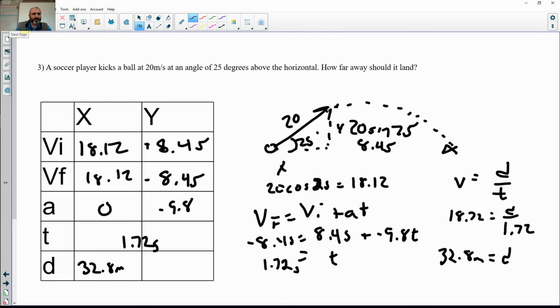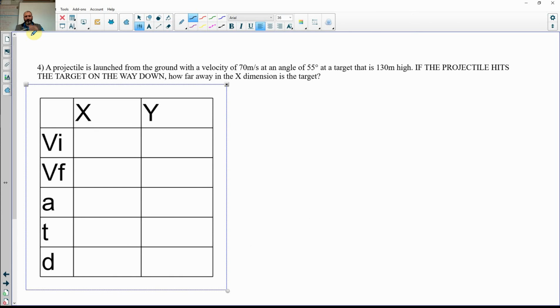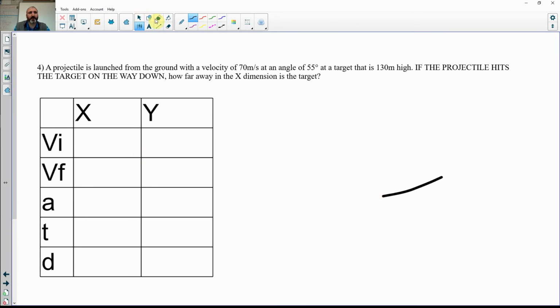Hope that makes sense. Number 4, a projectile is launched from the ground with a velocity of 70 meters per second, and it hits a target that's 130 meters high. The projectile hits on the way down. How far is the x dimension of the target? So this is very similar to the Cunningham Park problem that we just had.